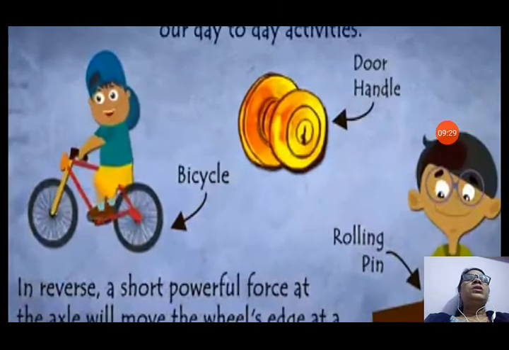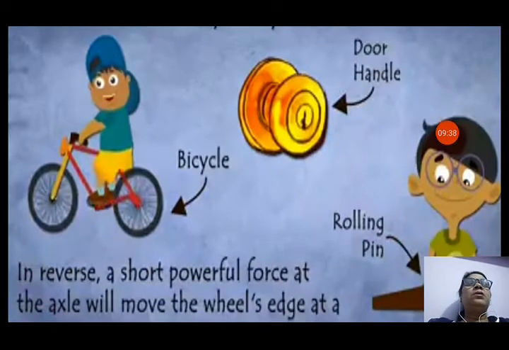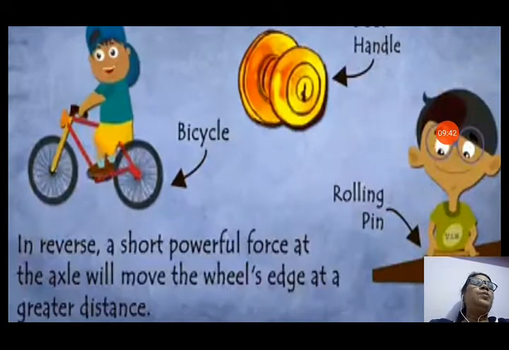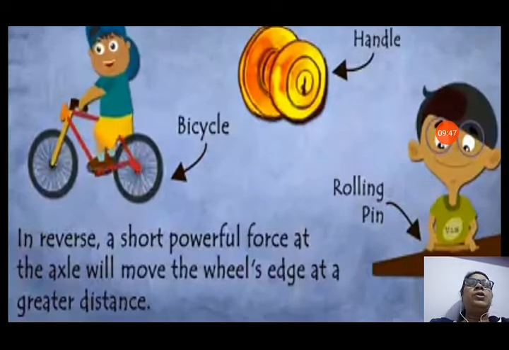Now next we can see the wheel and axle setup in many of our daily life, like a door handle, door knob, also it is moving over the wheel, bicycle tires also, and you can see a rolling pin also moving over the wheel. And in reverse, a short powerful force at an axle will move the wheel's edge at a greater distance. By applying a little force, we can move the object very fast.